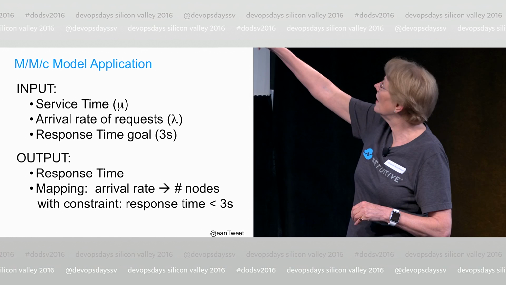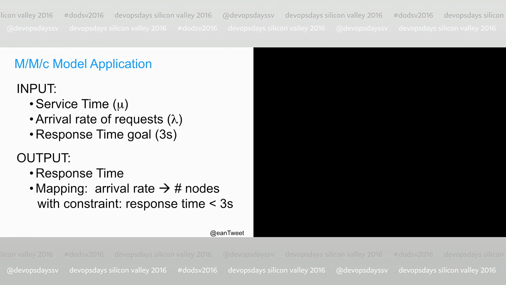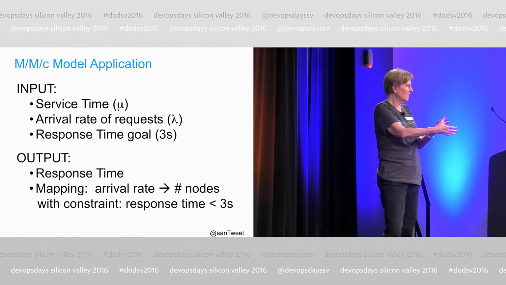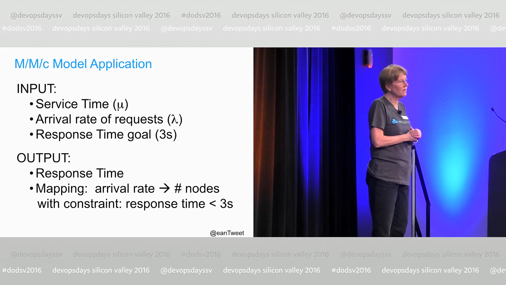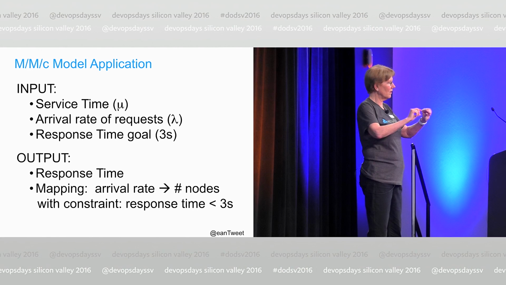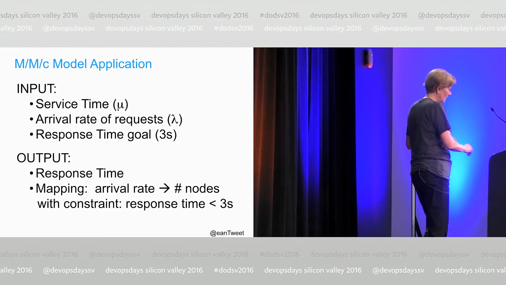And then we have this constraint that response time is under 3 seconds. We're clear about that. So now what we can do is offline almost create a map that says, given an arrival rate of X, I should have this many nodes. And using historical information, I could even create a plan to say, every Sunday, this is the plan every hour of how many nodes I should have on Sunday, and any other day of the week for that matter.